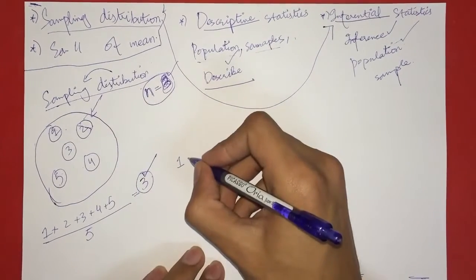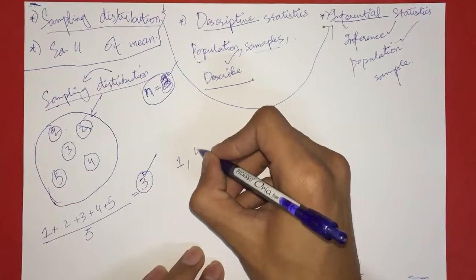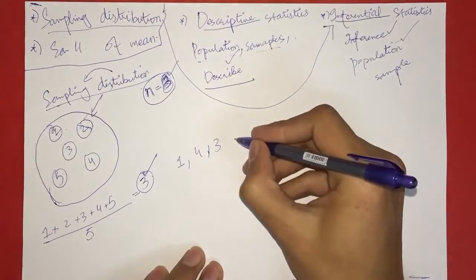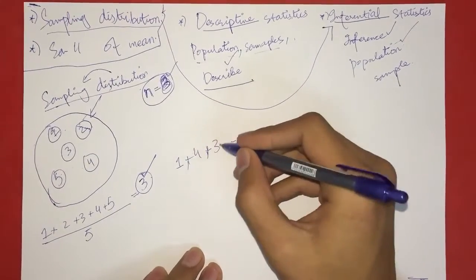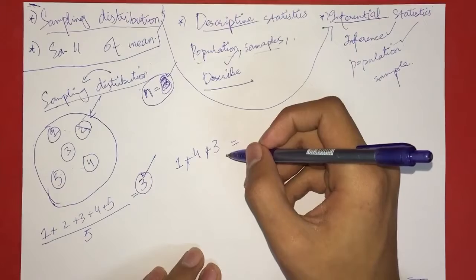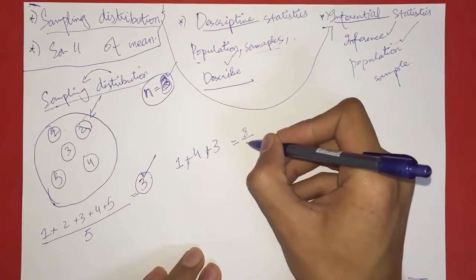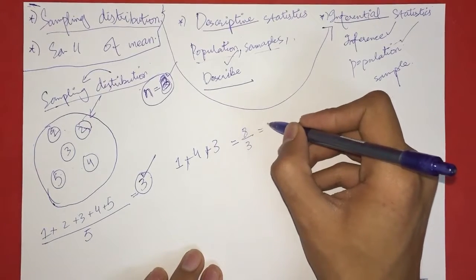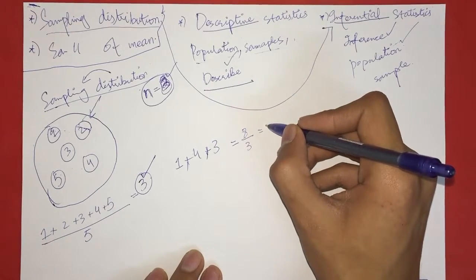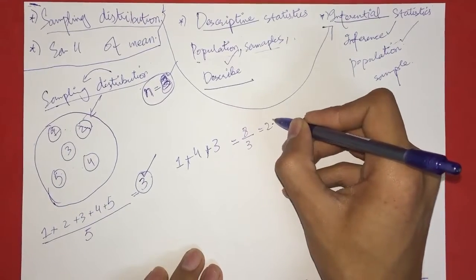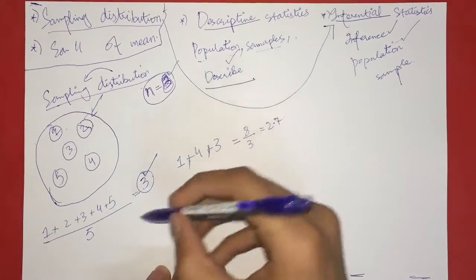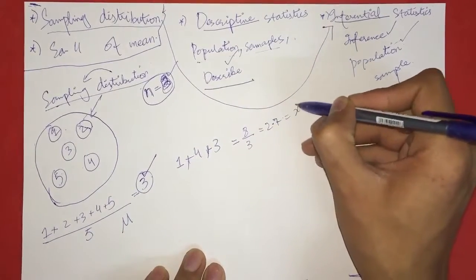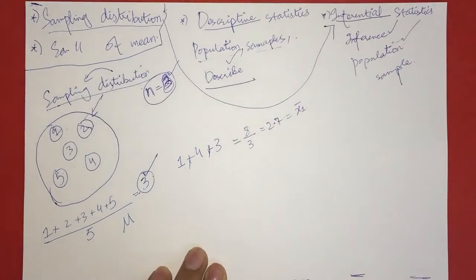From here I take out 1, 4 and 3. So let's find out the mean. You add them all up. So you have 5 plus 3, 5, 6, 7, 8. So you have 8 by 3, and that is going to give you 2.something, 2.7 something. So this was your population mean, and this is your sample mean, x bar 1. Let's say this is your first sample mean.